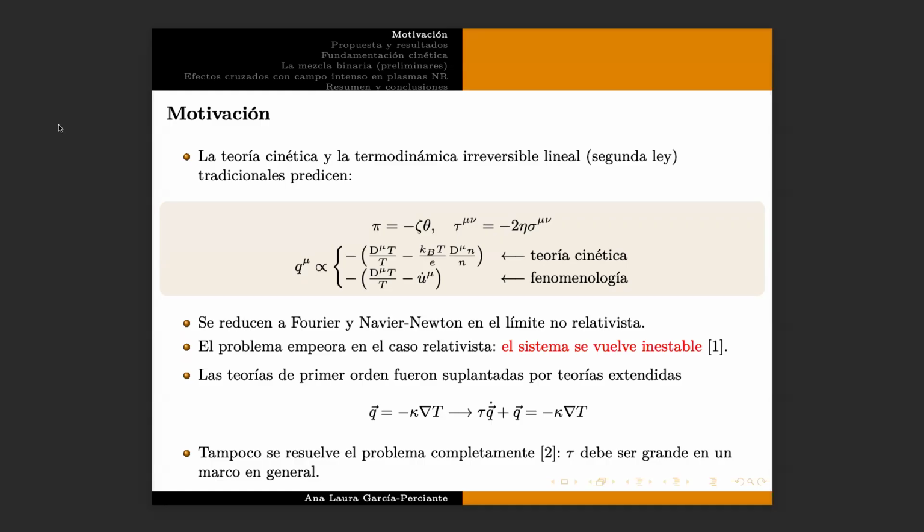These relations, as I mentioned, they reduce to the usual Fourier constitutive equation. This one vanishes and this one also vanishes. And the Navier-Newton relations are the ones over here. So what's the problem? We already know that the Fourier heat equation in the non-relativistic case allows for propagation with arbitrary velocities. So that's a problem in the relativistic scenario.